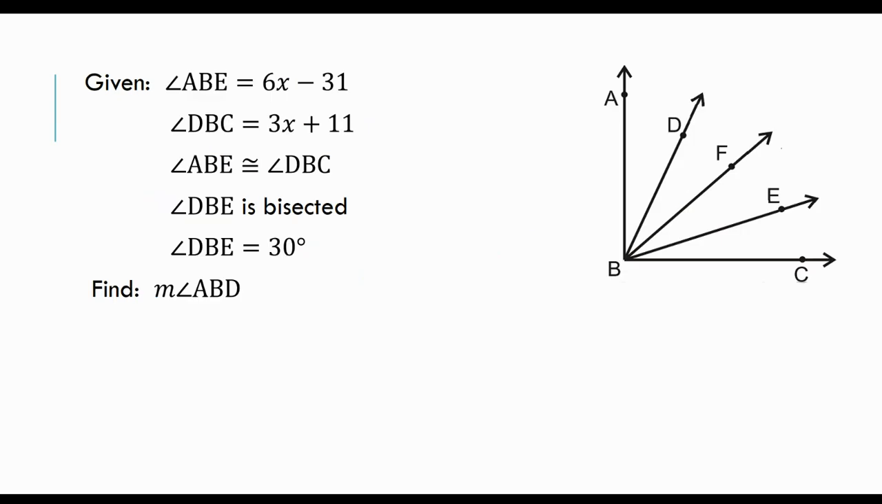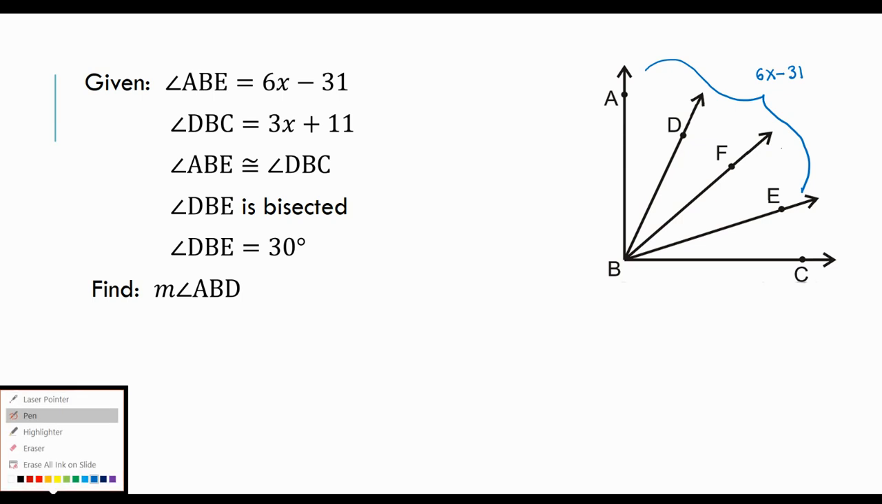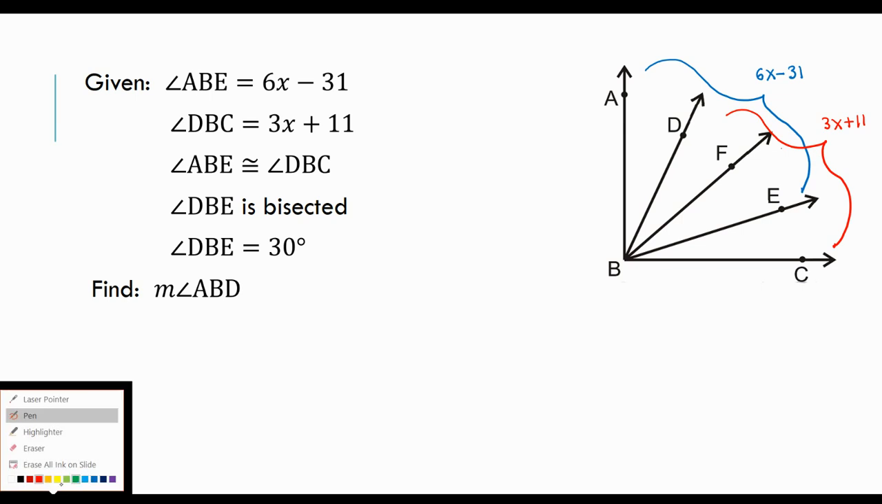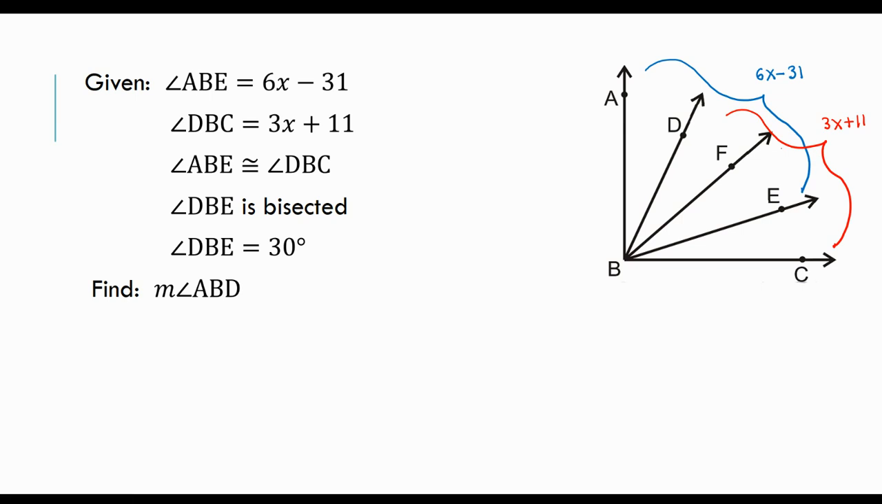All right, let's look at this next one. It's an algebra problem, so I'm going to start marking up my picture. We know that the angle ABE, so follow the letters from A to B to E, is this whole thing right here. That's represented as 6x minus 31. We're told that angle DBC, so I'll do it with a different color, from D to B to C is this. That's represented as 3x plus 11. We're told that the angle ABE is congruent to the angle DBC.